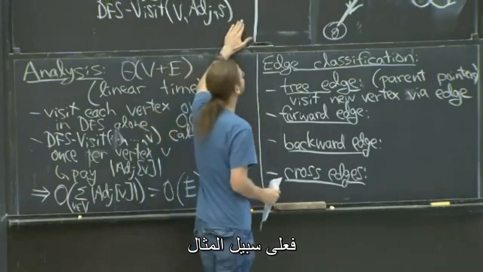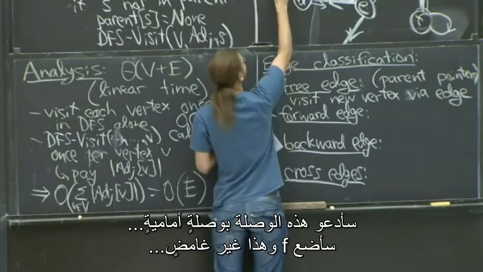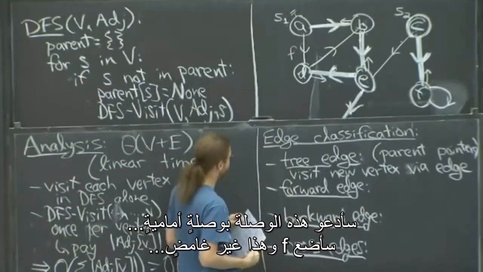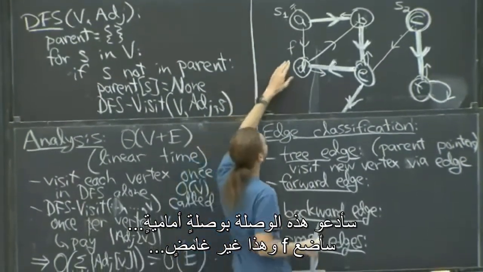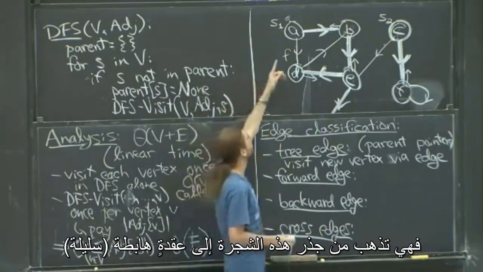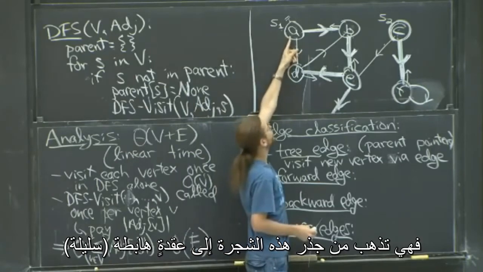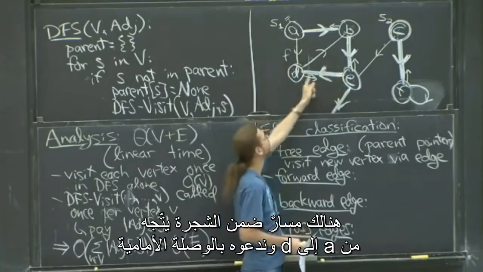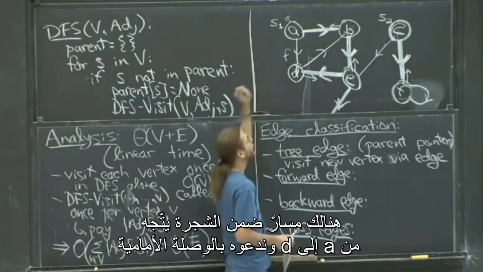So, for example, this edge I'm going to call a forward edge. Just write F, that's unambiguous. Because it goes, in some sense, forward along the tree. It goes from the root of this tree to a descendant. There is a path in the tree from A to D, so we call it a forward edge.